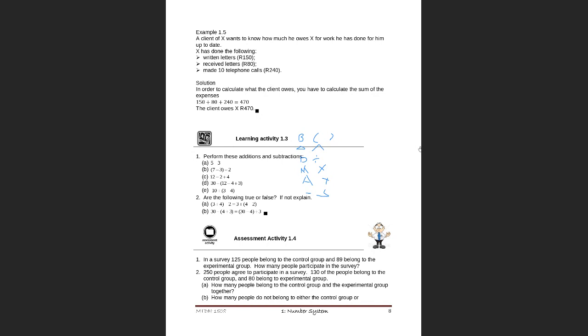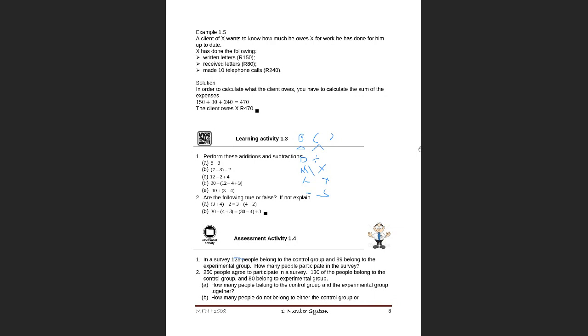It says that in a survey of 125 people, 25 people belong to a control group and 89 belong to an experimental group. How many people participated in the survey? So simply it is 125 plus 89. That one is straightforward. Now the next one says that 240 people agreed to participate in a survey. 130 of the people belong to the control group and 80 belong to the experimental. How many people belong to the control and experimental group? You simply add the two.